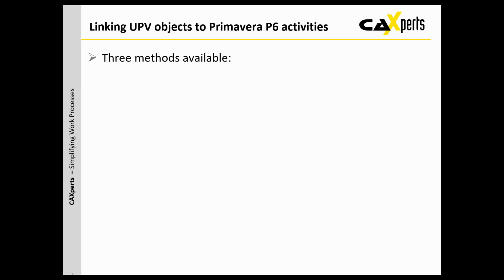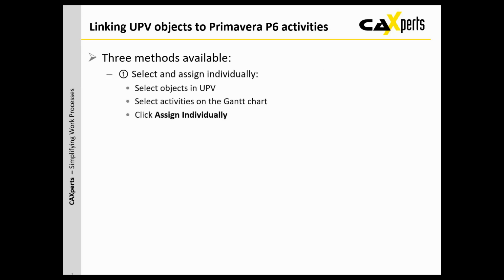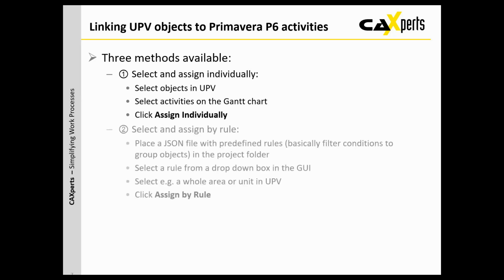So how can you do these links? We have three methods available. The first one is that you can select and assign the items in UPV individually to activities on the Gantt chart. You select some objects in UPV, you select the activity on the Gantt chart, and you click on assign individually, and then these objects get added to the activity in P6.